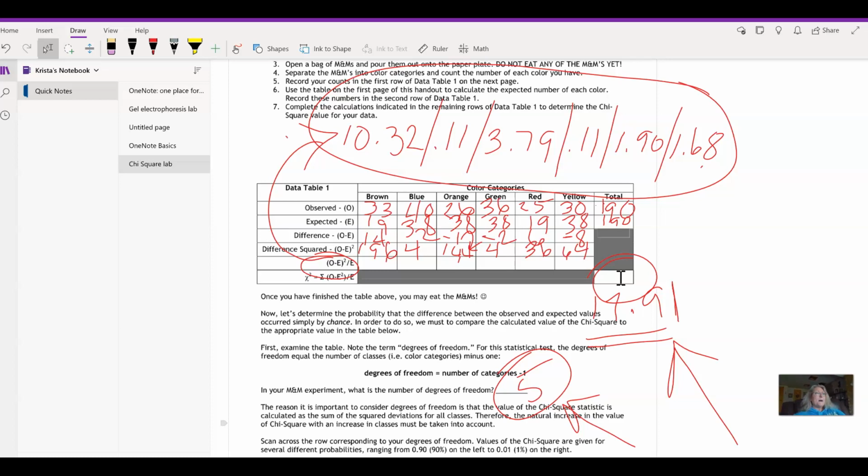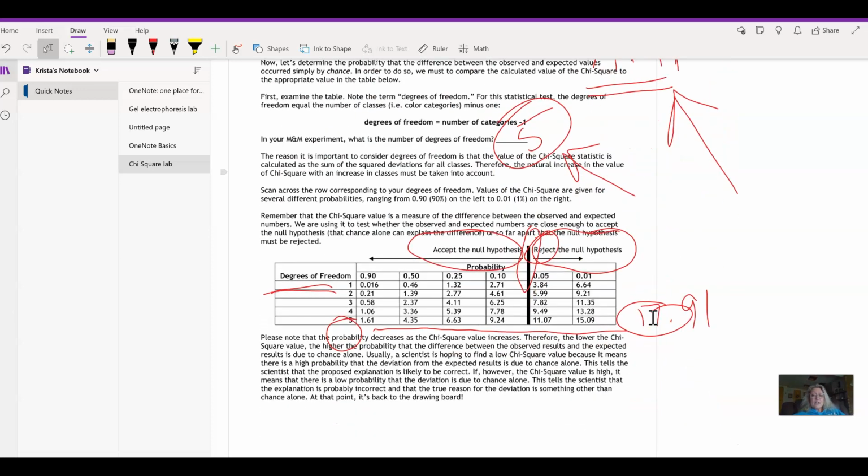So that's the explanation for rejecting or accepting the null hypothesis. This chi-square number that you come up with right here, after you add all of these numbers right here, you have to apply it down here to this chart. And if it's to the right of this line, you reject the null. If it's to the left of the line, you accept it.